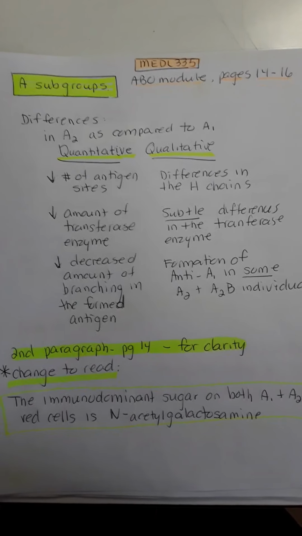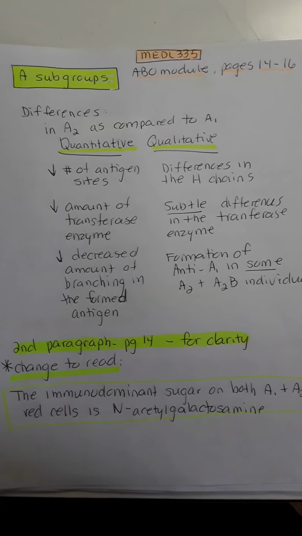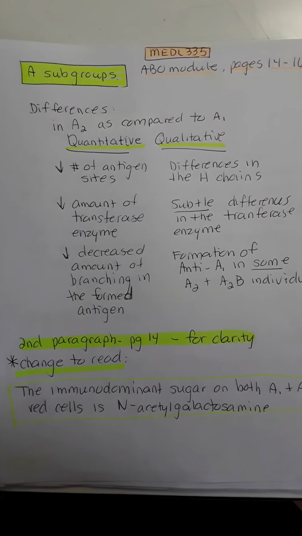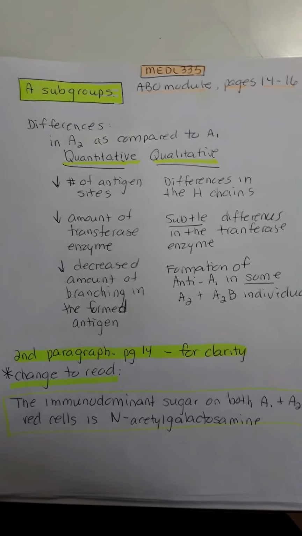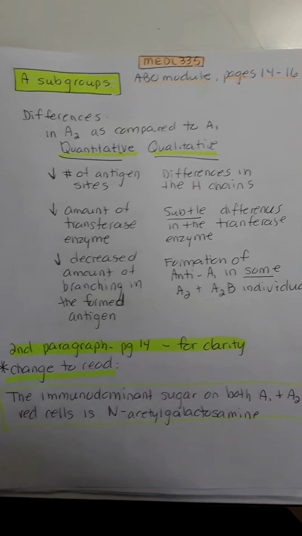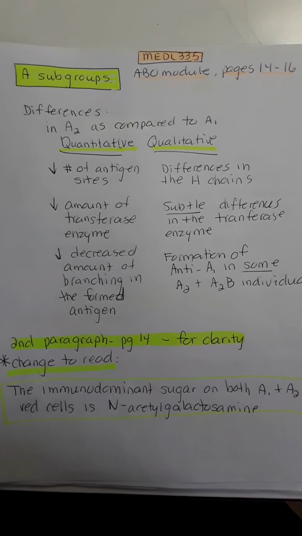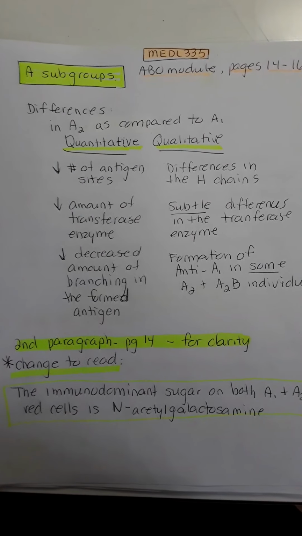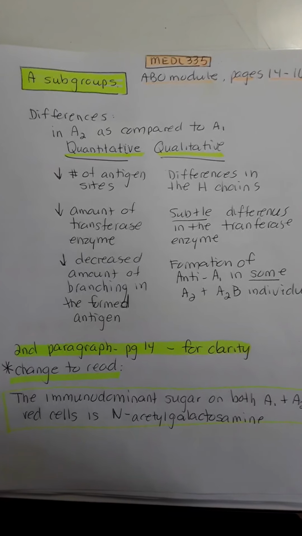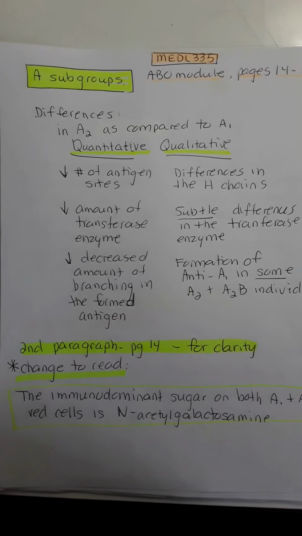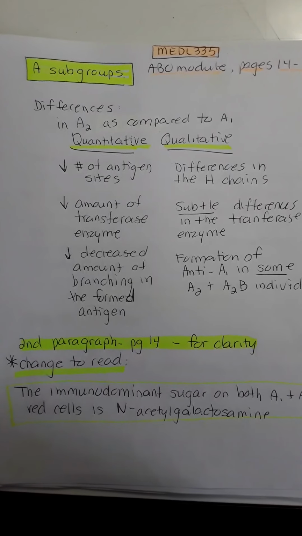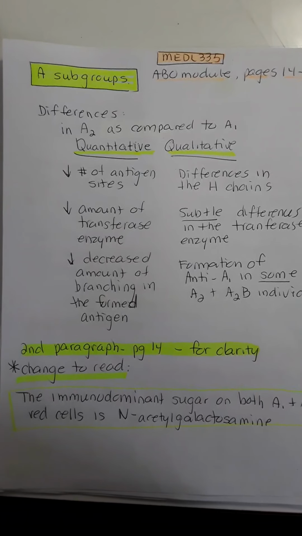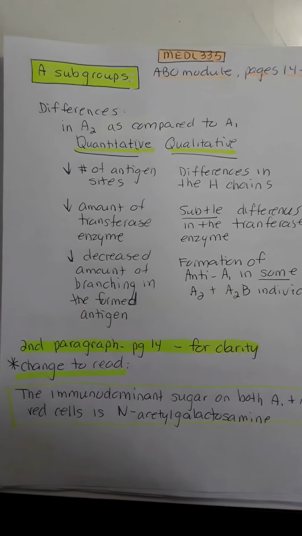In your module, it talks about the differences between the A1 and A2 phenotype. The A2 phenotype is quantitatively different and qualitatively different than the A1 phenotype. And we talk a bit in the module about the quantitative differences, being that there's decreased number of antigen sites on A2 cells, decreased amount of the transferase enzyme. It's actually less efficient than in A1 phenotype. And this isn't talked about in your module, but there's a decreased amount of branching in the formed antigen in A2 phenotype.